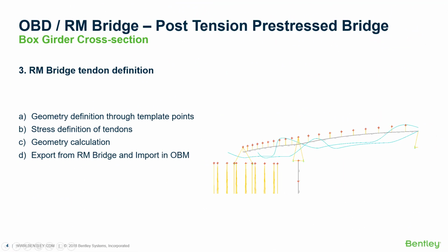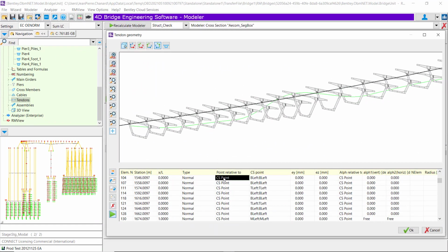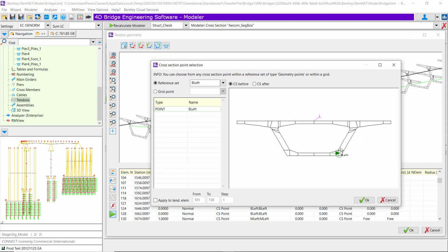Next part, we will see the tendon definition inside OpenBridge. So we define the geometry through the different template points. Then we will define the stress scheduling of the tendon and automatically calculate the geometry of the tendon and send them back to OBM. So we have defined different points along each span where we define where the tendon is.